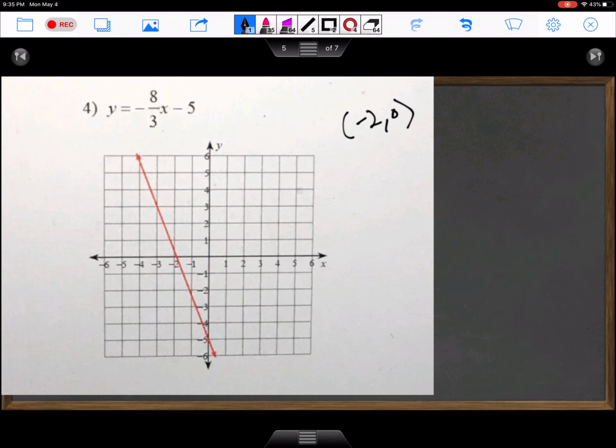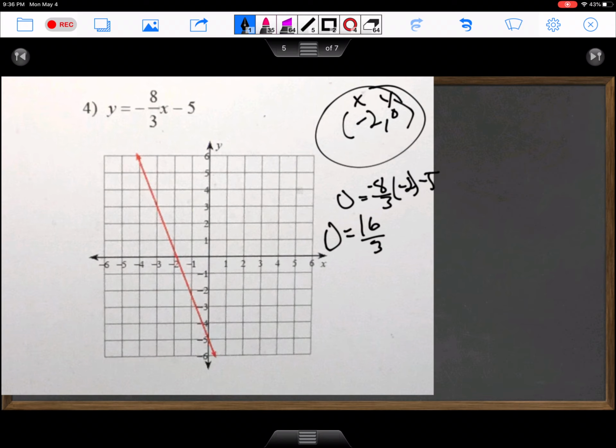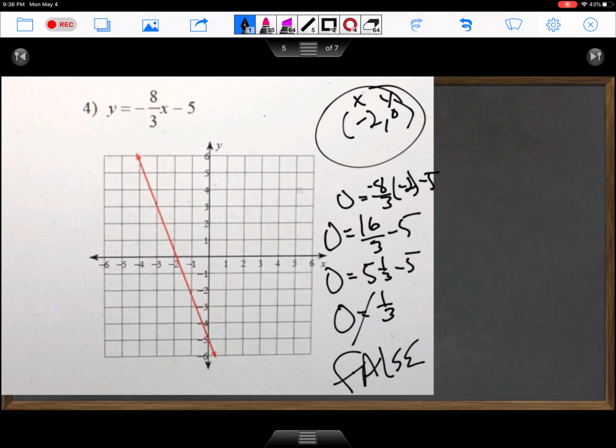Last one for us. We're going to say, is point -2, 0 a solution to the linear equation y equals -8/3 x minus 5? So let's substitute in our x and y values. And I get 0 equals 16/3 minus 5. I think that's easier to think of as 5 1/3 instead of 16/3. And that gives me 0 equals 1/3, which is kind of close, but it's still not true. So that would have to be false.